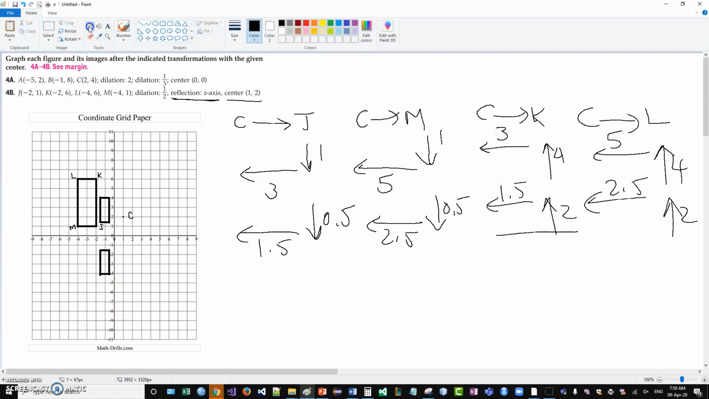Okay, that's it. So this would be K prime, L prime, and this is J prime, and right here is M prime, and this one will be J double prime, which is the reflection of this across the x-axis, and this will be K double prime, and this will be L double prime, and this will be M double prime.